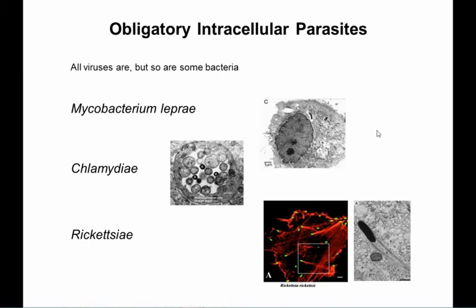Second criterion, obligatory intracellular parasites. Okay, that's true for all viruses. Describes their mode of life. But it's also true for some bacteria. So Mycobacterium leprae, this is a cell that's infected. These are the mycobacteria inside the phagolysosome. Chlamydia, they also infect cells. These reticulate bodies are the kind of bacterial cells that grow and divide inside the infected cell. Elementary bodies are the ones that transmit infection between cells.